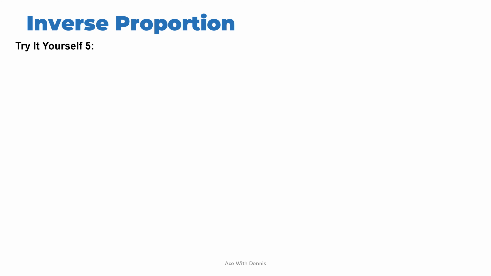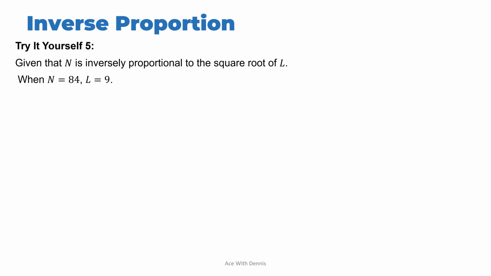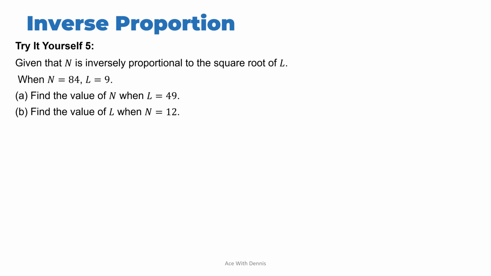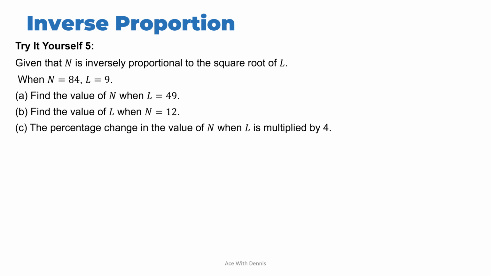Now you can try this example yourself. Given that n is inversely proportional to the square root of L, when n is 84, L is 9. A. Find the value of n when L is 49. B. Find the value of L when n is 12. And C. The percentage change in the value of n when L is multiplied by 4. You can pause the video and try to do it yourself.